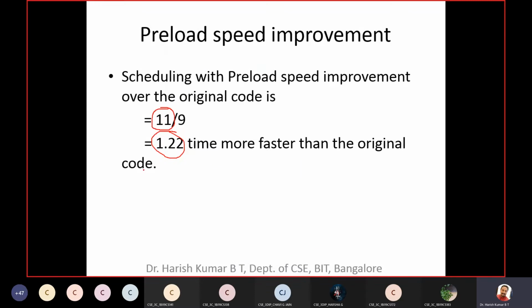This is where we applied the preloading technique, and we were able to get an improvement in the program performance. And what is that improvement? After optimizing using the preloading technique, how many times faster is the program than the original? 1.22 times faster than the original code.